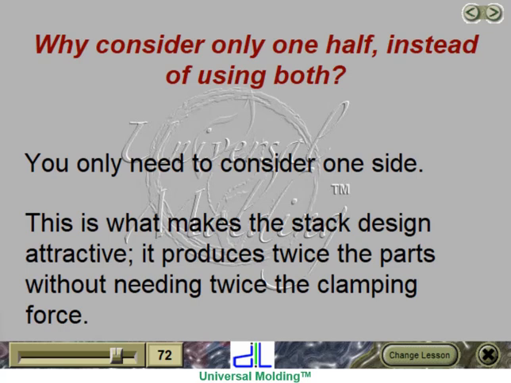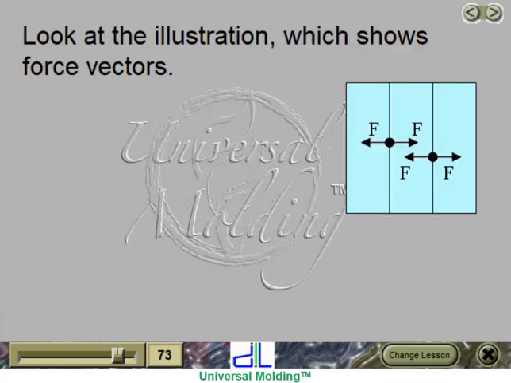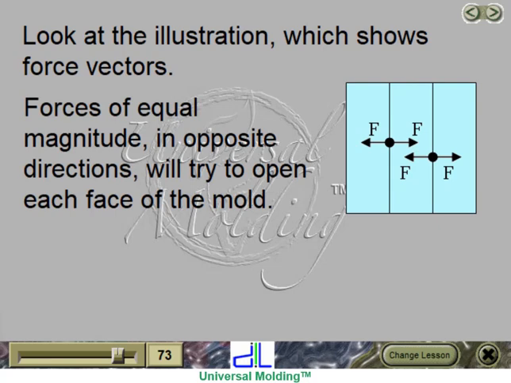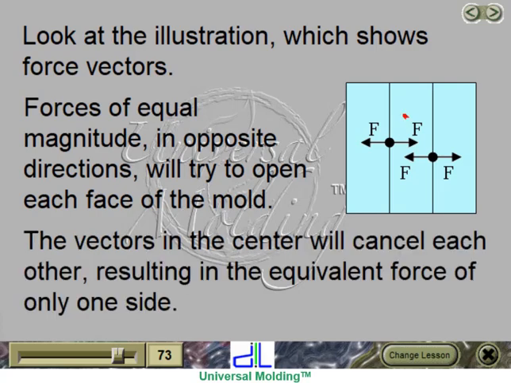This is what makes the stack design attractive. It produces twice the parts without needing twice the clamping force. Look at the illustration, which shows force vectors. Forces of equal magnitude, in opposite directions, will try to open each face of the mold. The vectors in the center will cancel each other, resulting in the equivalent force of only one side.